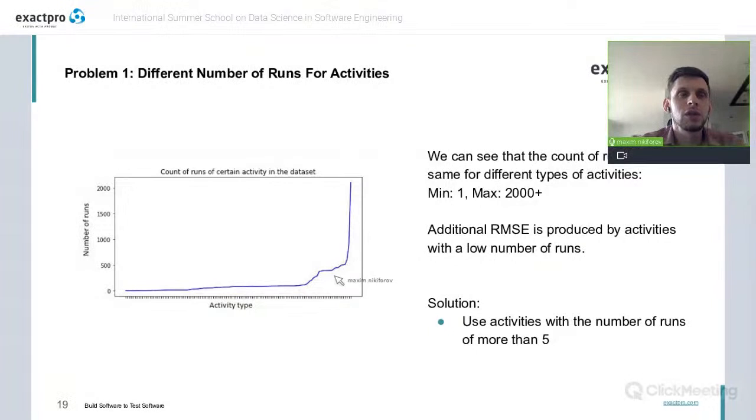And we also noticed that we got a bigger error for the activities with a low number of runs. So as a workaround here, we decided to exclude these activities from the data set for now.